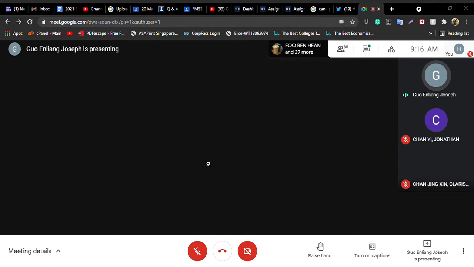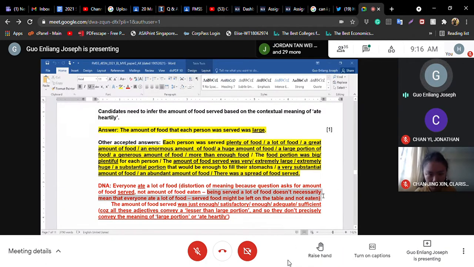Because the question asks for the amount of food served, not the amount of food that is eaten. Being served a lot of food doesn't necessarily mean that everyone ate a lot of food, because the served food may still be on the table and may not be eaten. So it's a distortion of meaning, and we didn't give the mark if you write the word "ate". Do take note of that. This is a very popular wrong answer.